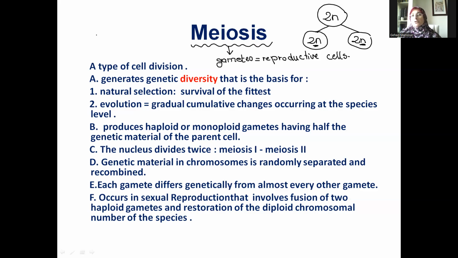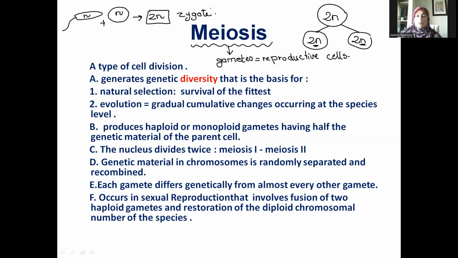What's the importance of haploidy of gametes? Now, if we consider a haploid sperm having half the number of chromosomes, which is N, and an egg or an ovum having, again, the haploid number of chromosomes, then the fusion between the two will result in a diploid zygote. Thus, we are preserving the chromosomal number of the species.